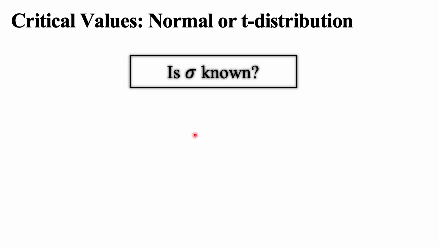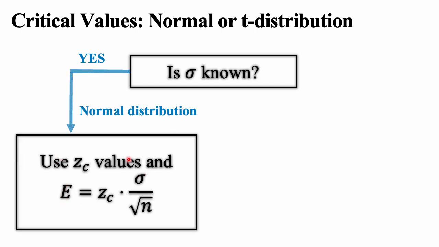Here is a summary of the confidence interval. You have to decide which distribution you should use for the critical value. First, you have to carefully read the question to see if we know the population standard deviation. If you know the population standard deviation, we're going to use the normal distribution, find the critical value, and calculate the margin of error. The margin of error is the critical value times population standard deviation over square root of sample size.